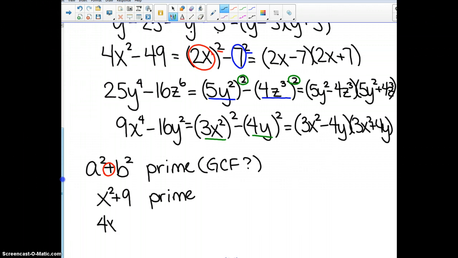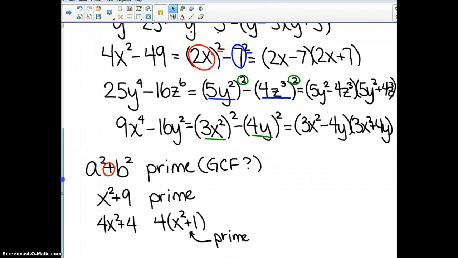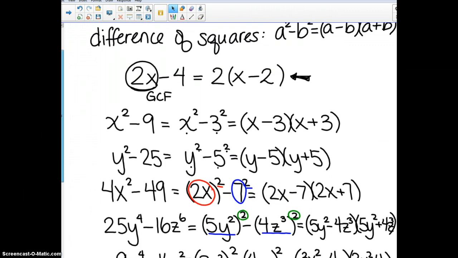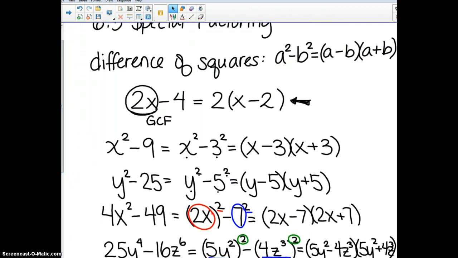If we have 4x squared plus 4, those are both squares. However, it's not prime because they have a 4 in common. I can pull out that greatest common factor, but then the stuff that's left in there, even though it's still two squares, that plus sign means the rest of that's prime. So a plus sign in between your squares means it's not going to factor unless you can pull a greatest common factor out. With the minus sign in between, a squared minus b squared, I've shown you several examples of those. Hopefully that's enough to get you started on the homework.